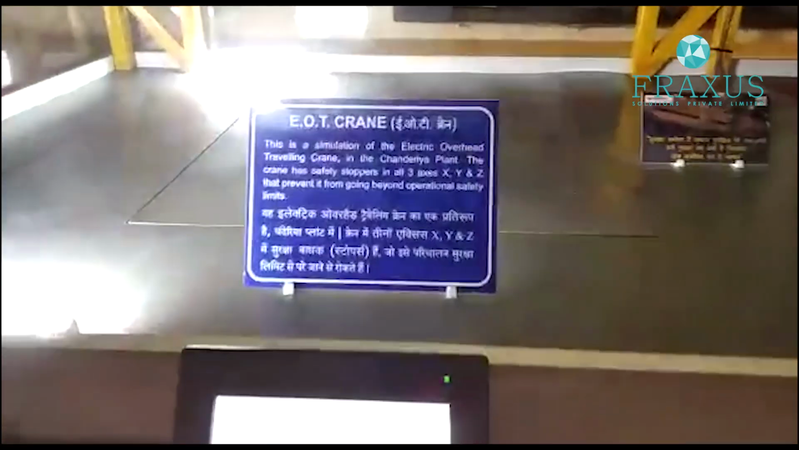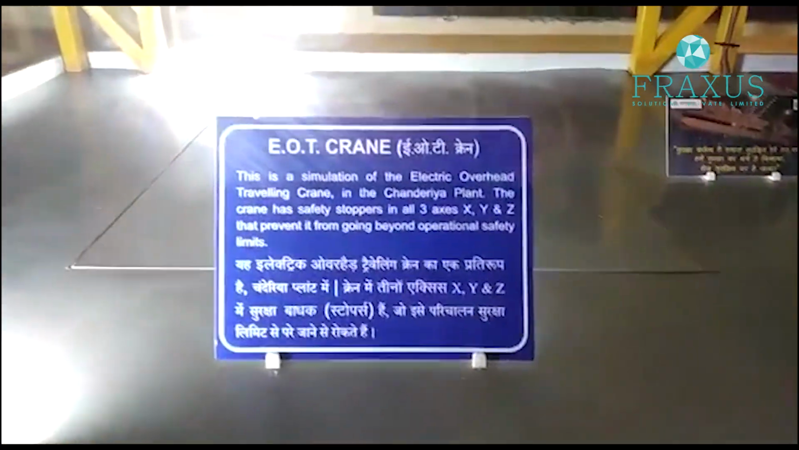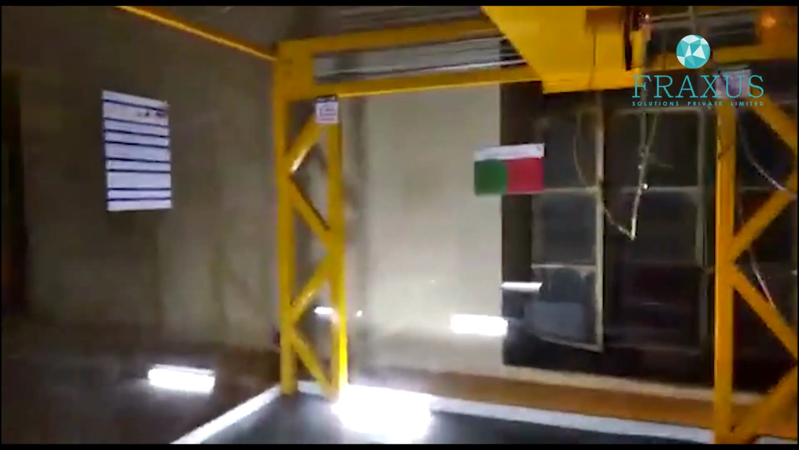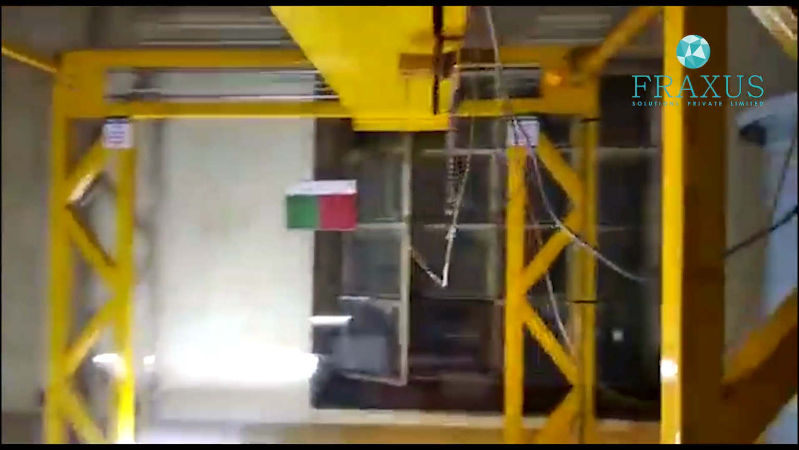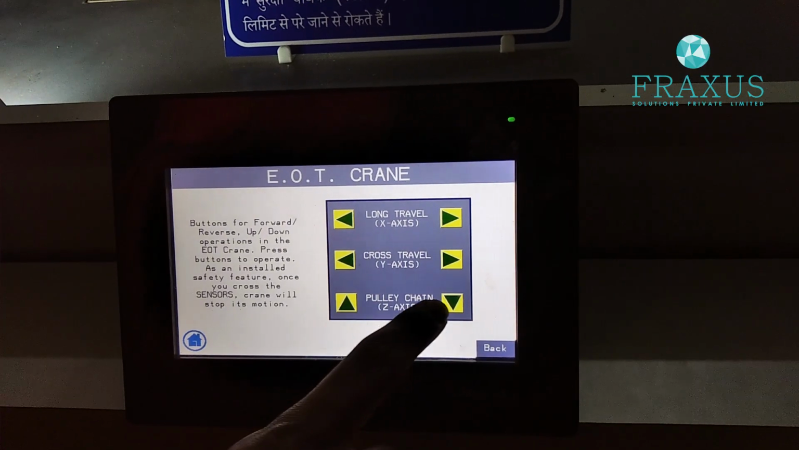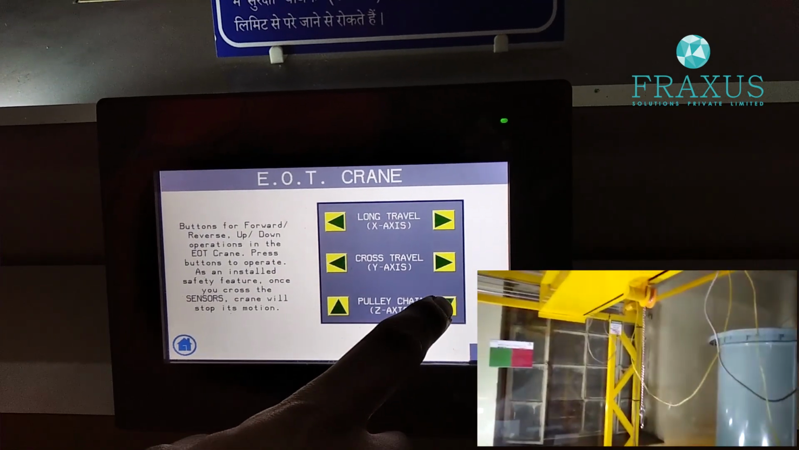EOT crane. This is a simulation of the electric overhead travelling crane in the Chanderia plant. The crane has safety stoppers in all the three axes, that is X, Y and Z axis, that prevent it from going beyond operational safety limits.